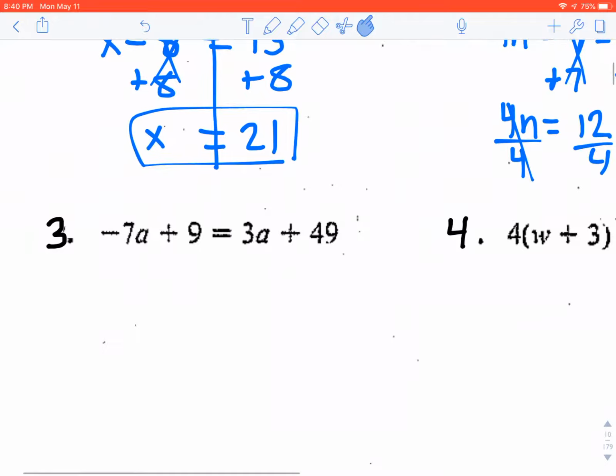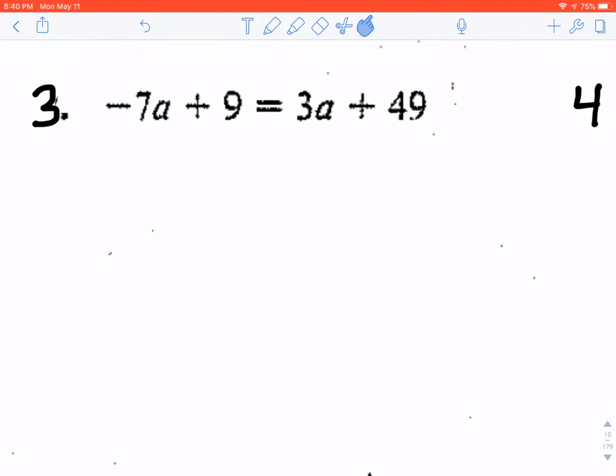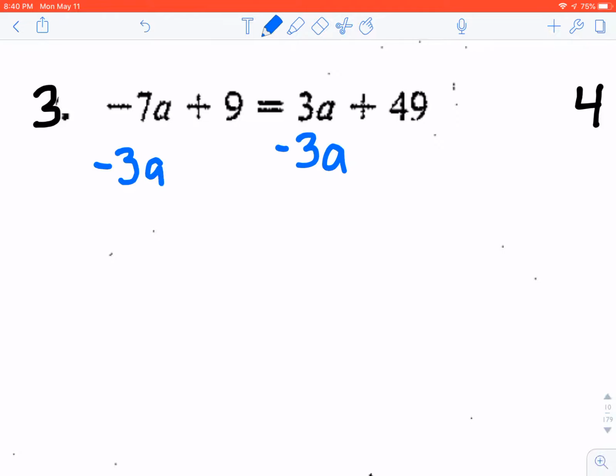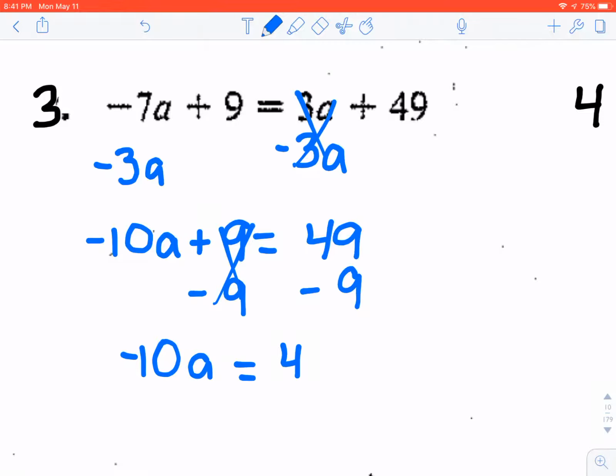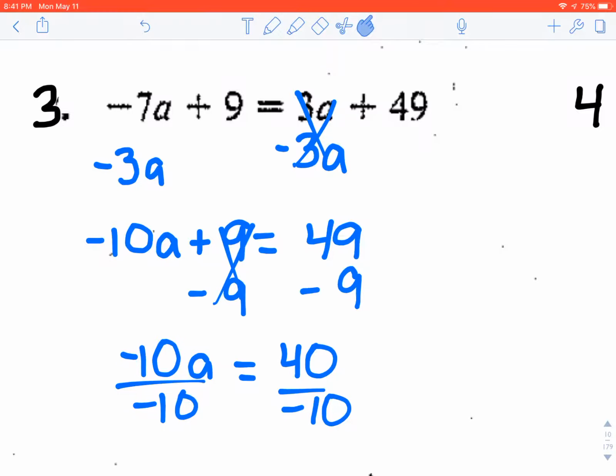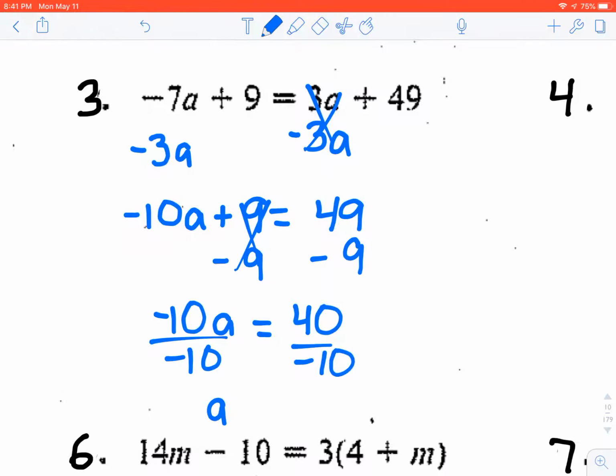Number 3. The first step where you can actually do something is move your variables to the left. So move that 3a to the other side. So you have negative 10a plus 9 equals 49. Move numbers to the right. So you all should have had negative 10a equals positive 40. And then once you divide by negative 10, your solution is a equals negative 4.